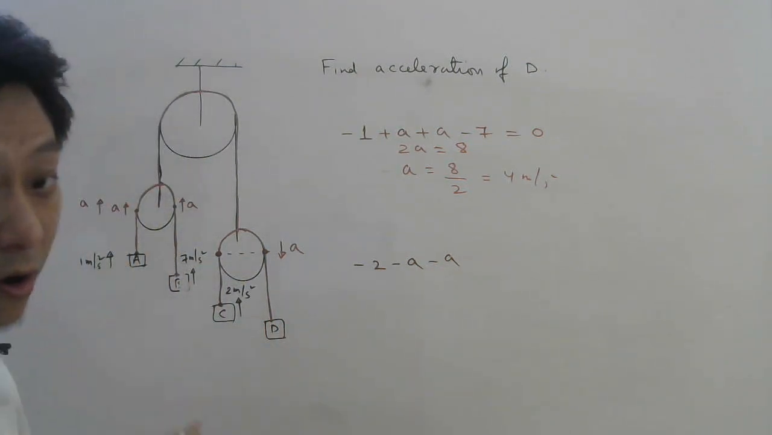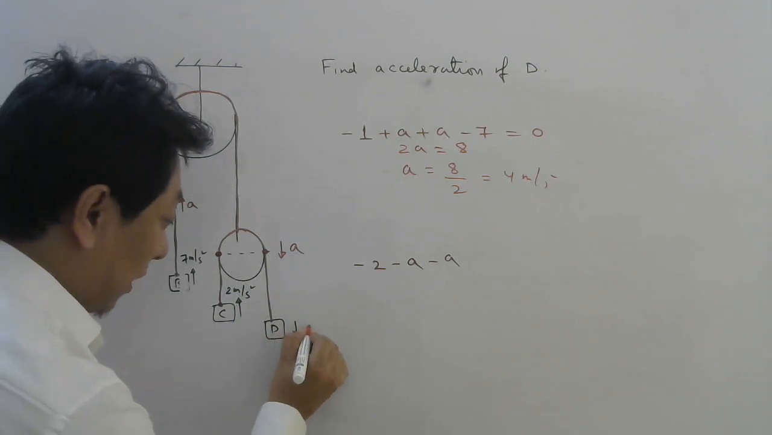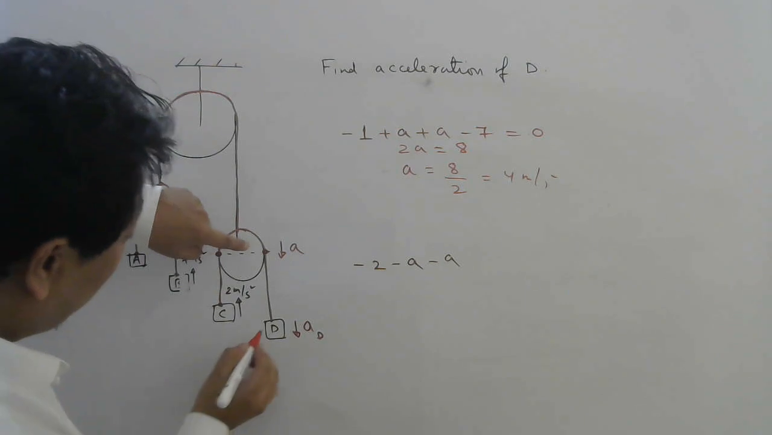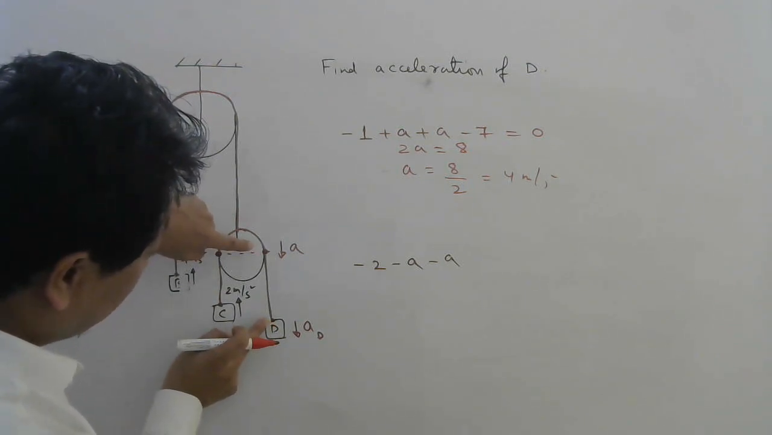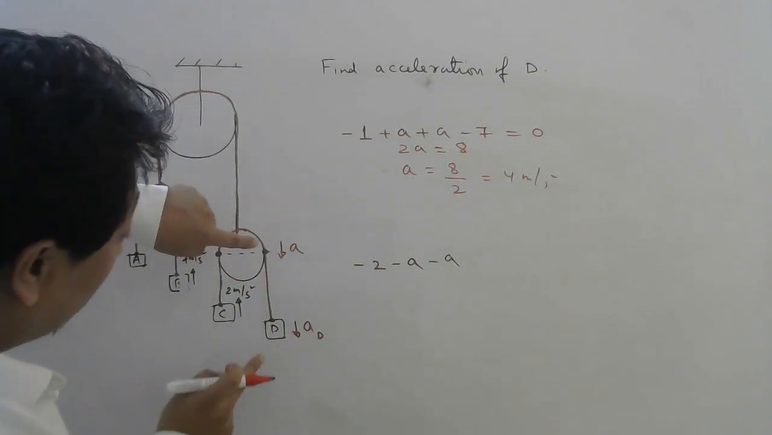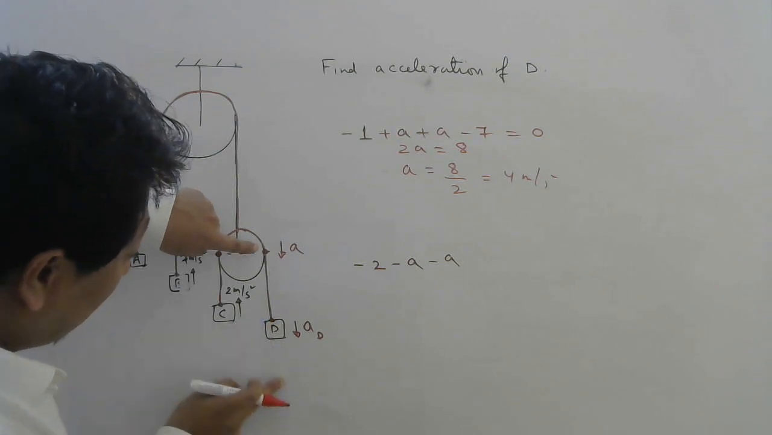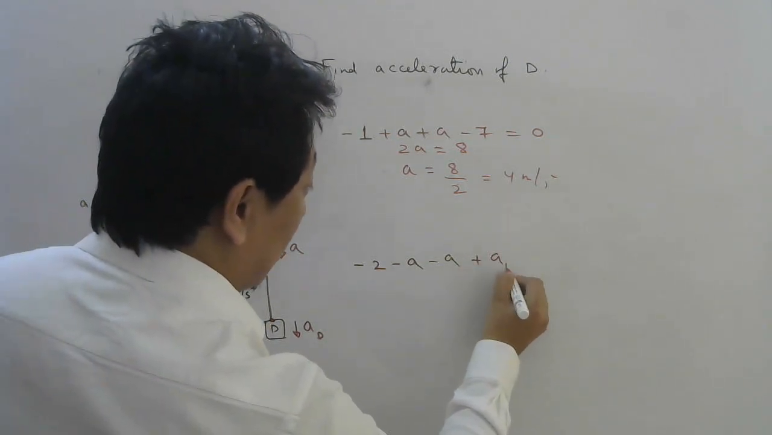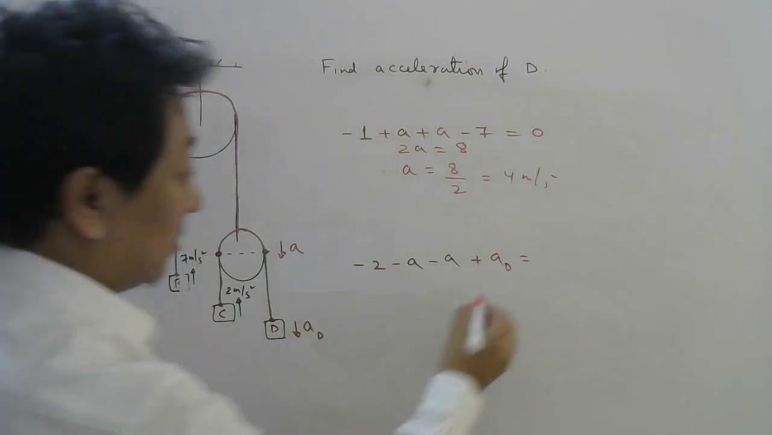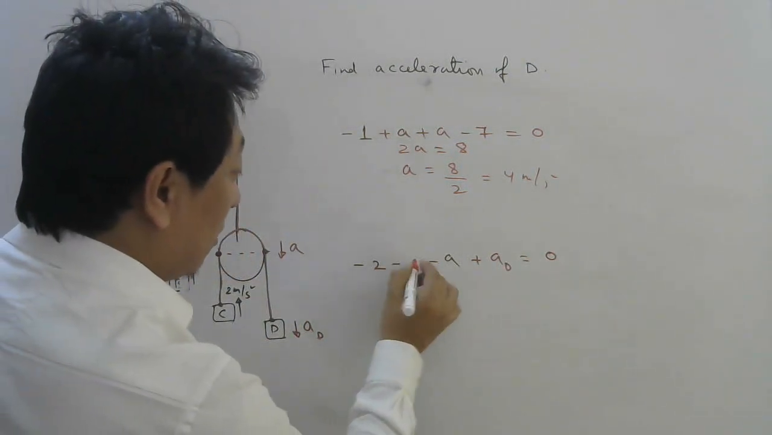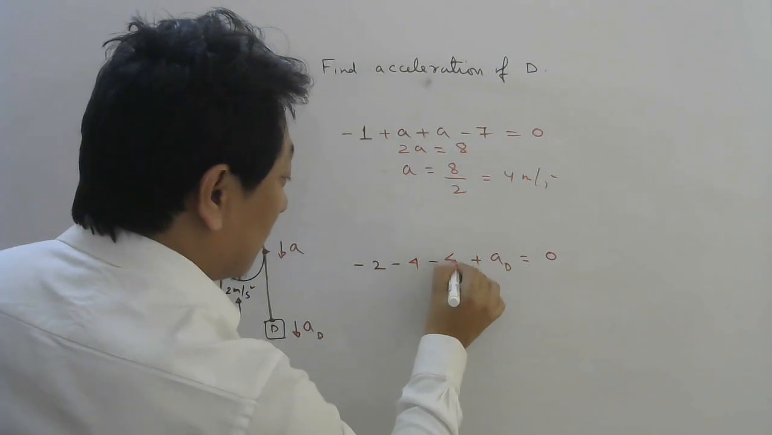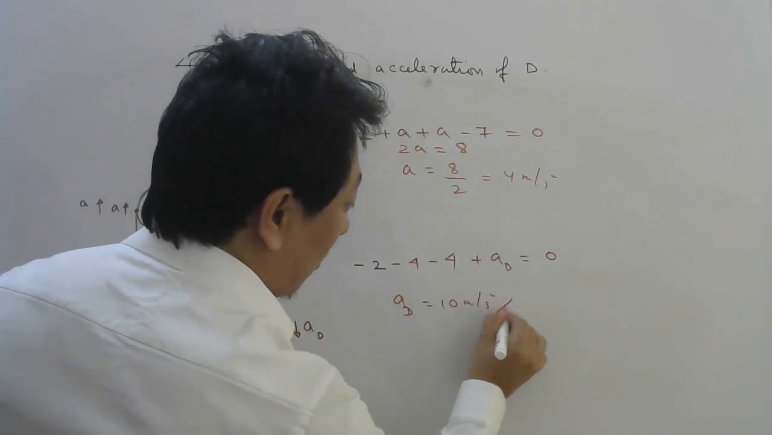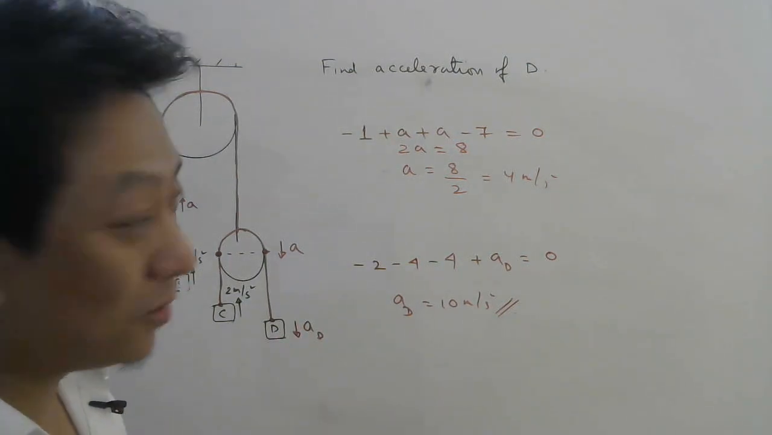So this block must have acceleration AD this side, let us say. Then this point will have acceleration AD, which we don't know, but we know it is trying to increase the length the way I have shown the direction. So plus AD equal to 0. But A we found already 4, right? So AD must be equal to 10 meter per second square. So that is the acceleration of D.